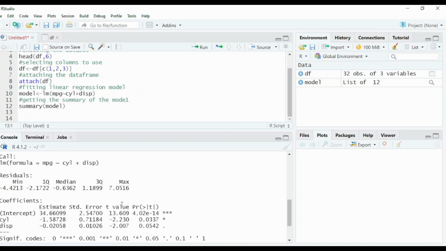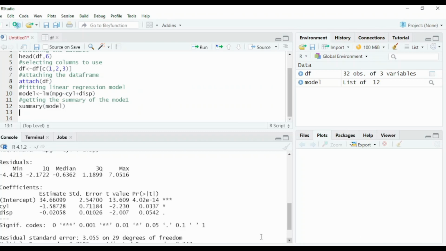This one here is the t value, just the t statistic. I hope you know what a t statistic is. And the Pr is the p value, the p value for our coefficients. So guys, if your p value is less than some certain significance level, that's when our intercept is significant, or our coefficients are significant. So like here, the cyl coefficient is significant. This one is not significant because it is more than 0.05.